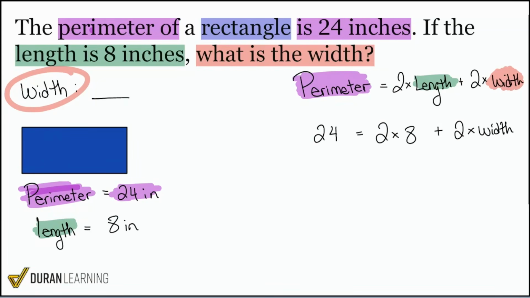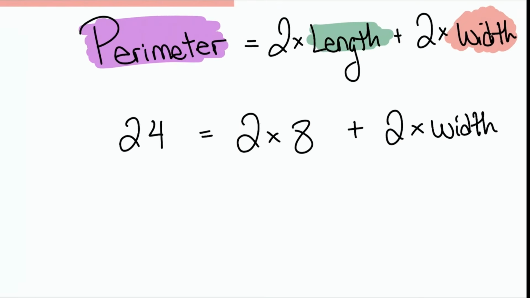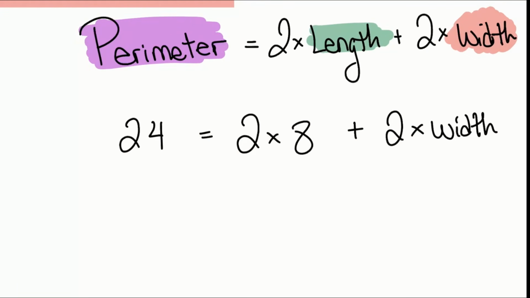Again, let me just remind you about how we got here. The perimeter, that's 24 inches right over here, so the perimeter we replaced with 24. The length is 8 inches, so the length I replaced with 8. Now that I've gotten that part done, let's clean up this equation, so we can get that width all by itself. Help me out, everybody.